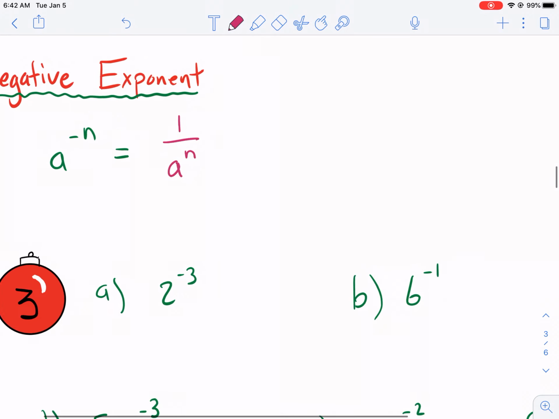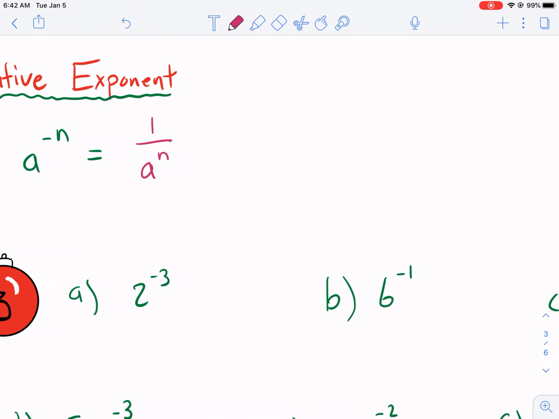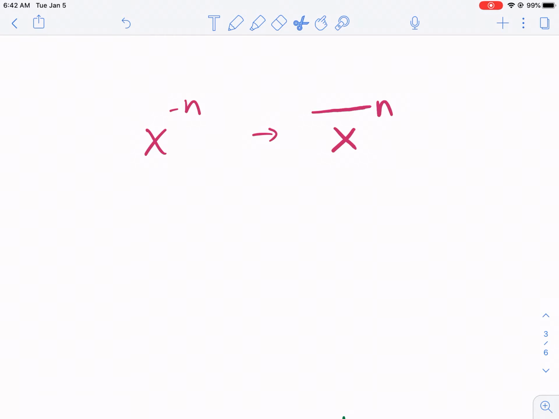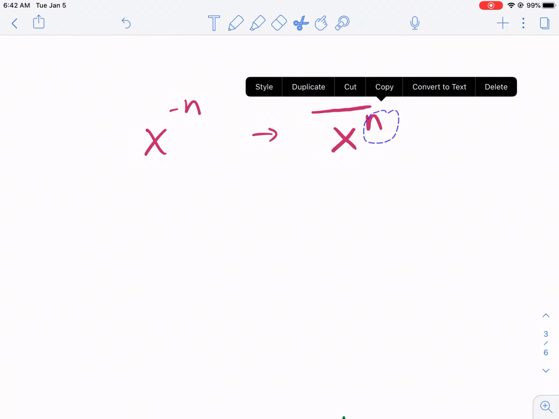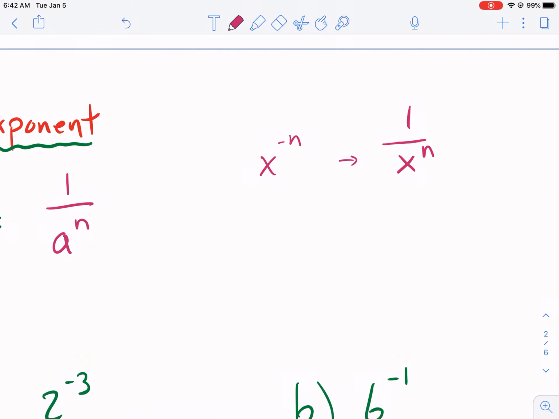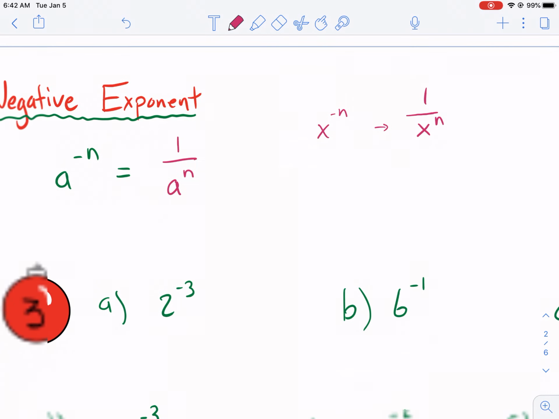A way I like to think of it is, let's say you have x to the negative n. Anytime you have a negative, I go like this, and then I extend that negative sign. So there was a negative n here, right? I'm going to extend that, and I'm going to move this down, and then I put it in the denominator. Okay, so that's a way to think of it. It's like the start of a fraction. You know you have to put it in the denominator of a fraction.